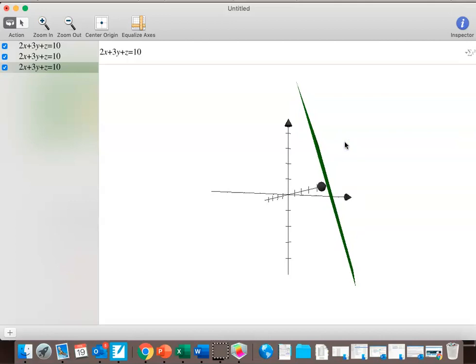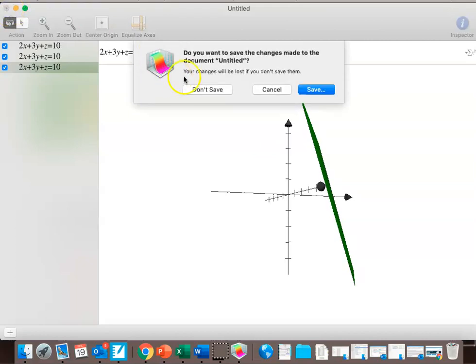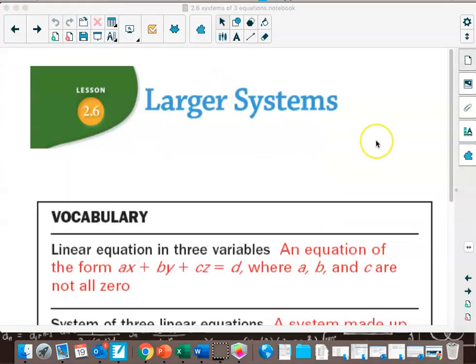Those are really your only options. You can have 2 parallel and 1 that's not, where these 2 will meet in a line and these 2 will meet in a line. But a solution that has to be true for all 3 planes is either going to be 0, 1, or infinitely many. All right, that was definitely better. In 3rd period, I tried to demonstrate that by holding up 3 whiteboards, and it got quite convoluted. That's where technology can be our friend, right?